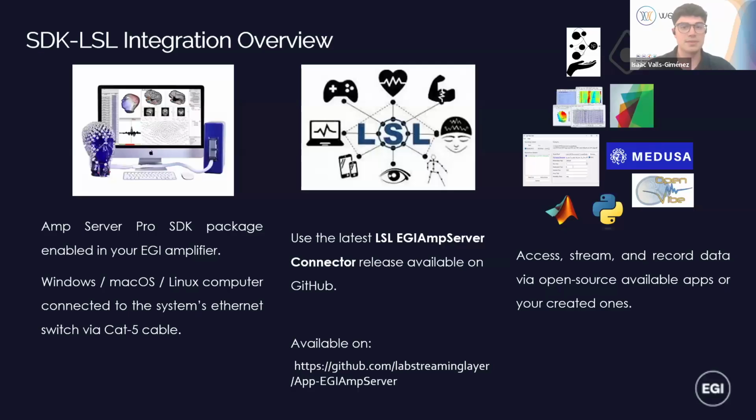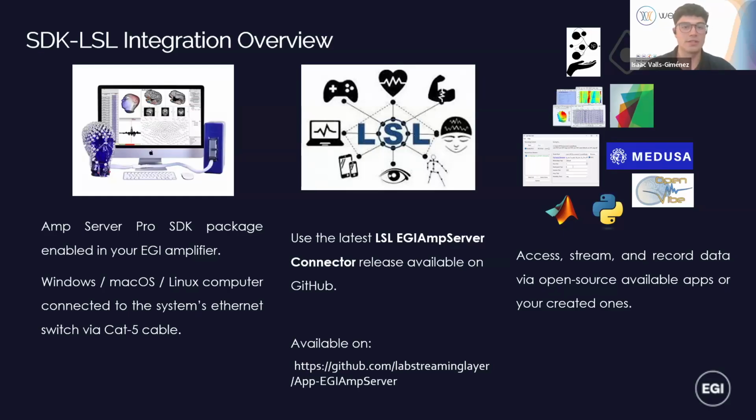After the SDK is enabled, you will need to download the LSL EGI AmpServer Connector, which is available for free on GitHub. Always make sure to run the latest version, as updates might come with meaningful improvements. I will be working through some of the key specs and settings of the connector today, but I do want to flag that anyone interested in using this connector should go through the README file on GitHub. This is your best reference for making sure that everything is configured correctly for your specific setup, and it's worth taking the time to go through it carefully before you get started.